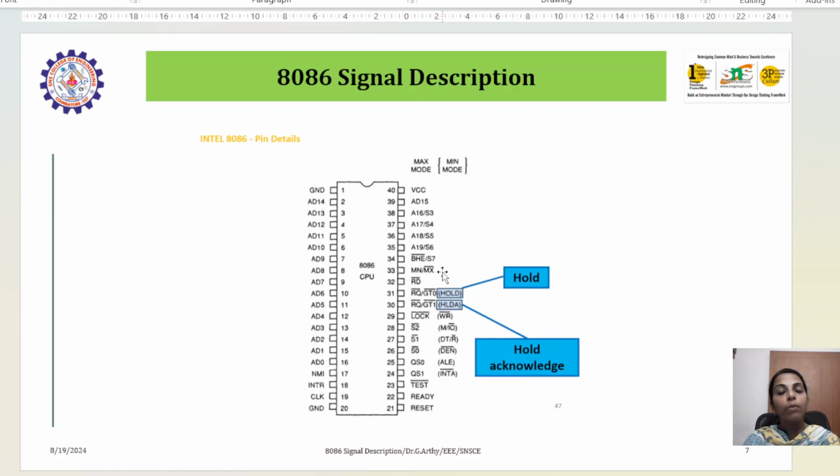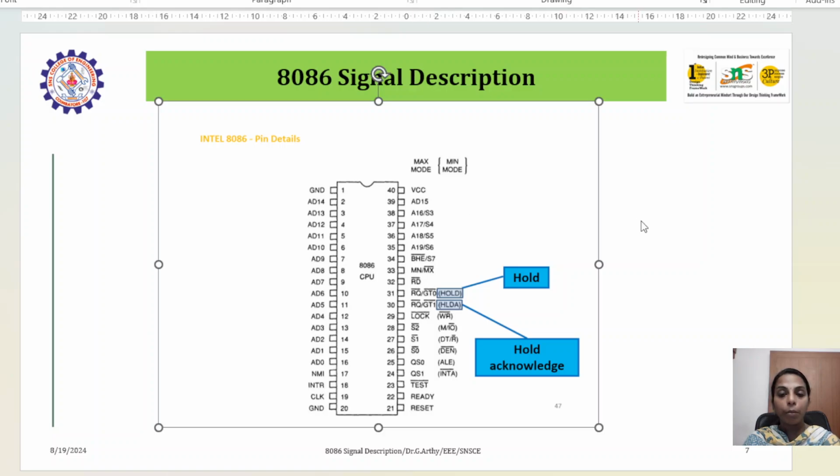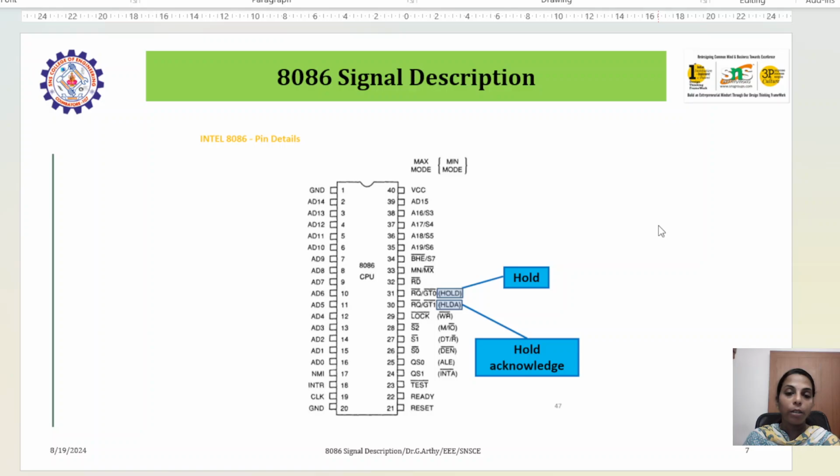So how is it decided whether it is operating in minimum mode or maximum mode? It is decided by pin number 33. If pin number 33 is 0, then the 8086 processor will work in maximum mode. If pin number 33 is 1, then the 8086 processor will operate in minimum mode. So minimum mode is the commonly used mode.